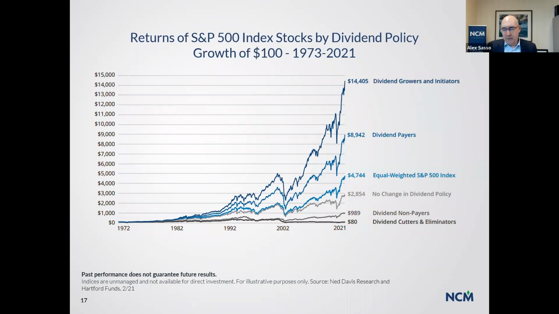Okay, so let me take a moment to explain this slide. What we're showing you is the growth of $100 differentiated by dividend strategy. And this is important because the top line, I think, really does a good job of highlighting NCM's dividend investment methodology. Now, the top 2 lines are the returns of the dividend growers and initiators and dividend payers over time. And what I wanted to highlight was the difference in performance between this group and the dividend cutters and eliminators and the dividend non-payers that you see near the bottom of the right-hand side of this chart.